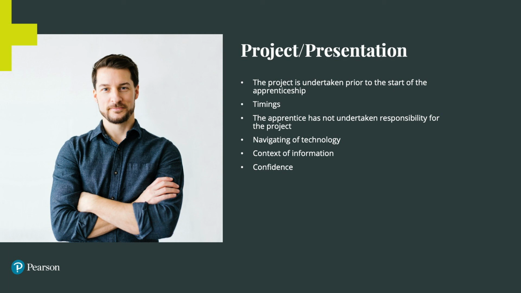The apprentice is not undertaking responsibility for the project. We've had instances where the apprentice has just undertaken a part of the project, so they've been given a task in relation to a project. They've not actually had responsibility of that project from beginning to end. Obviously, this is a level 5 qualification, and this is a project that the apprentice should be taking charge of and have responsibility for, going through all the stages of a project. So them being allocated a task to do with the project and not having responsibility for most of it is going to impact against them.